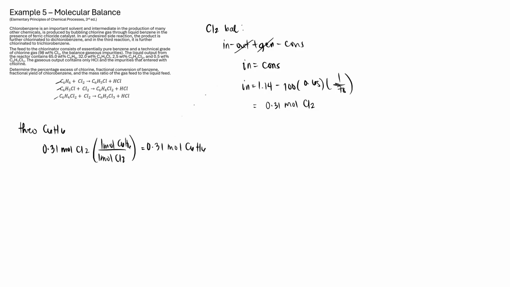So to get the percent excess, the number of moles fed is 1.14. Theoretical is 0.31, over 0.31. Then we multiply it by 100 and we get 267.7. So double the amount.